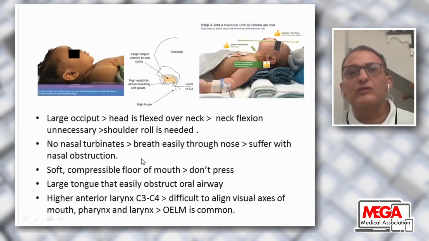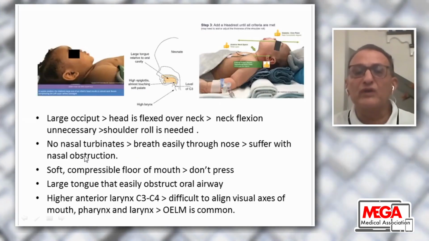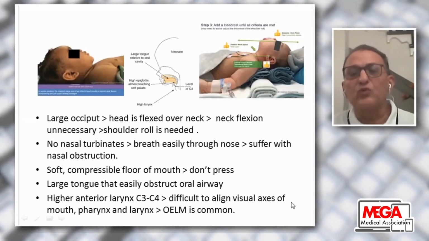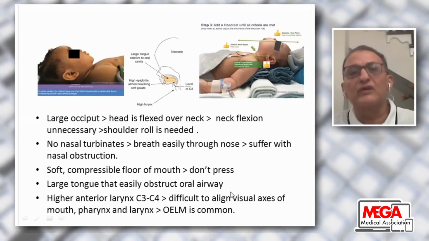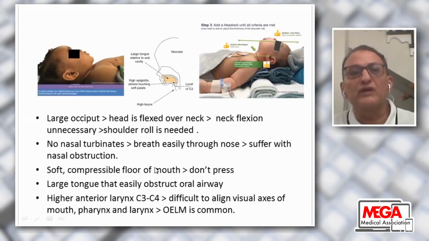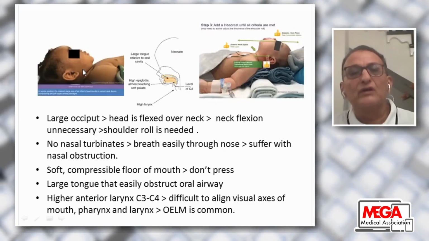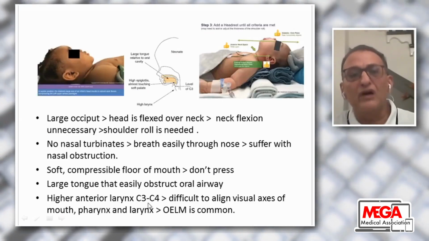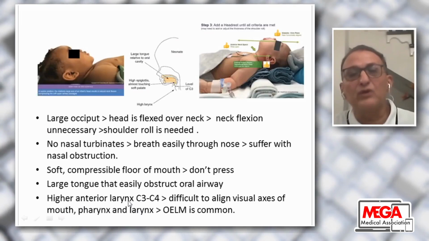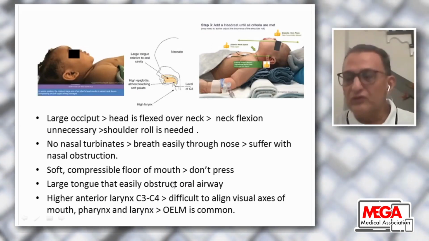Nasal turbinates are not there, so they breathe easily through the nose, and they suffer a lot when there is nasal obstruction. The floor of the mouth is compressible, so frequently if you press on the floor of the mouth from outside, obstruction of the oral airway occurs. The tongue is large and will again easily obstruct the oral airway. And of course, we know that the larynx is high, and you have difficulty in aligning the three axes that we know. That's why in most cases, we need external laryngeal manipulation to get a good view.